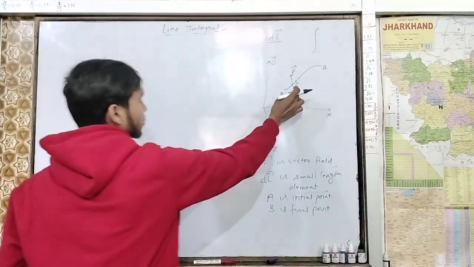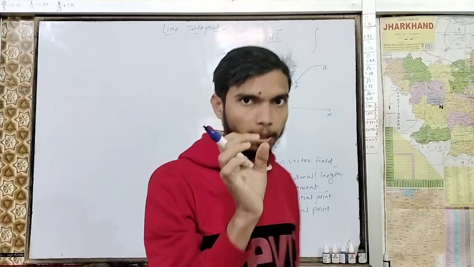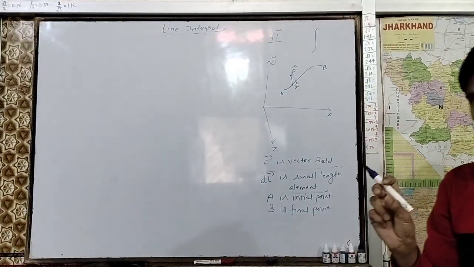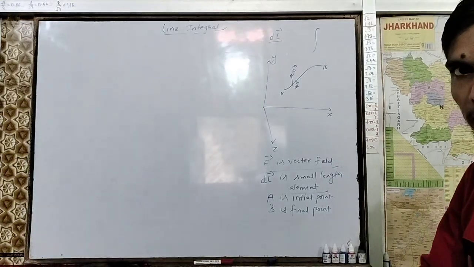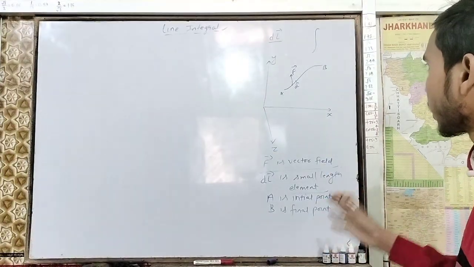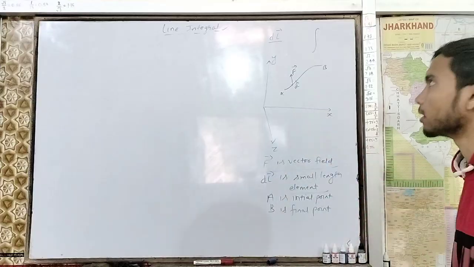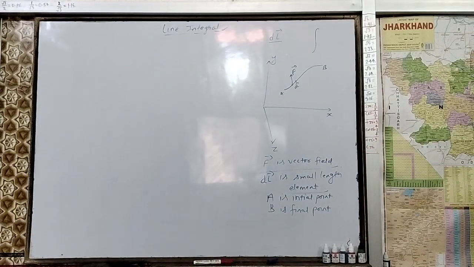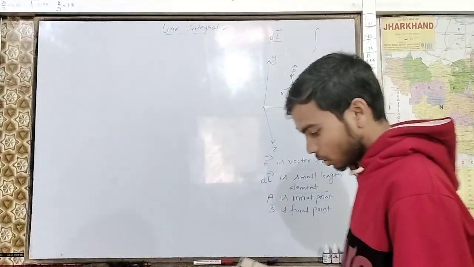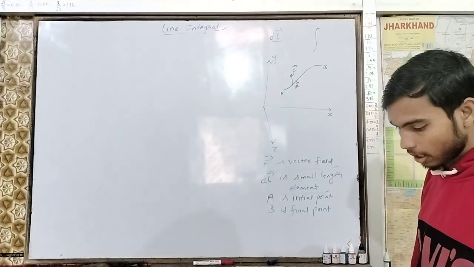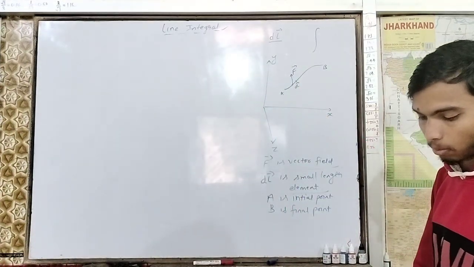Integral means the sum of all these small dl according to location, according to the point function. We just add them, and then we get the total length element. So if this F vector is a continuous vector point function.